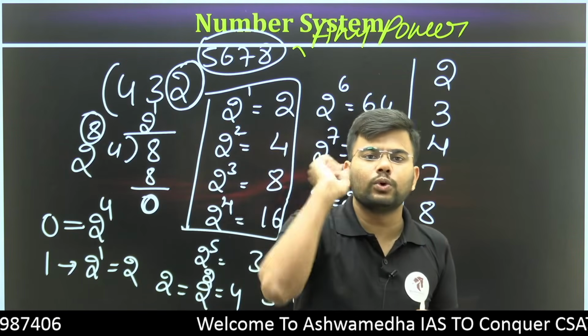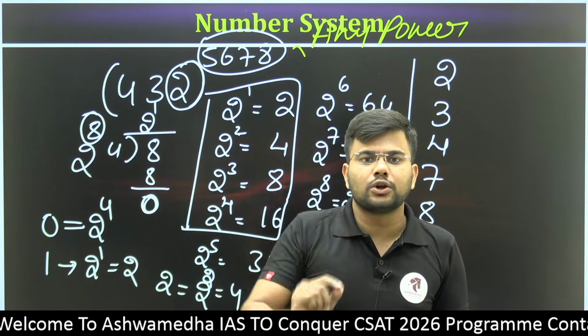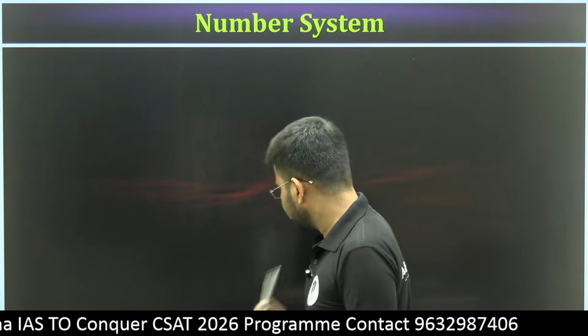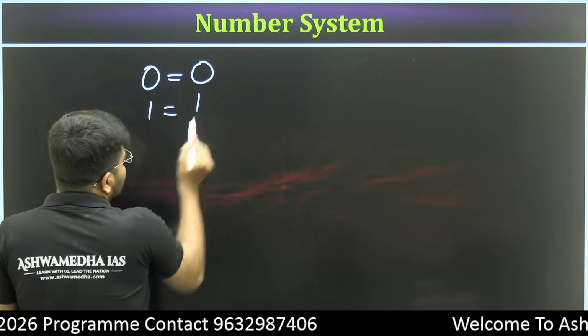You won't get 4 as the remainder when you divide a number by 4. Hence, it would be the same as that of 2 power 4. I hope it's clear. Any doubts? No doubts. Now, what do we have? 0 in the unit digit is 0. 1 in the unit digit is 1.